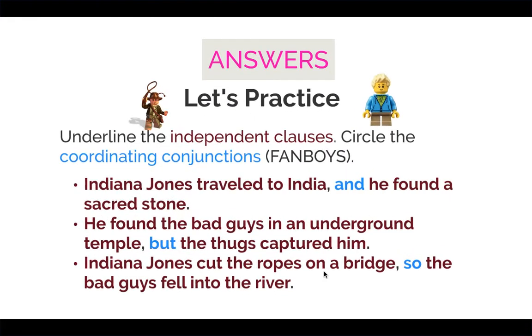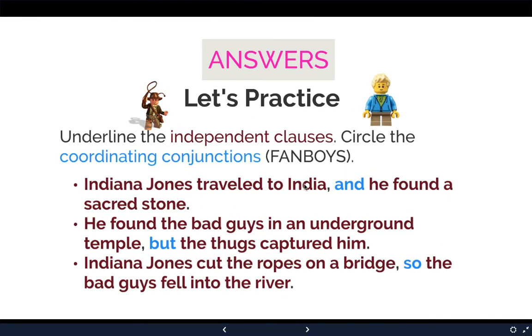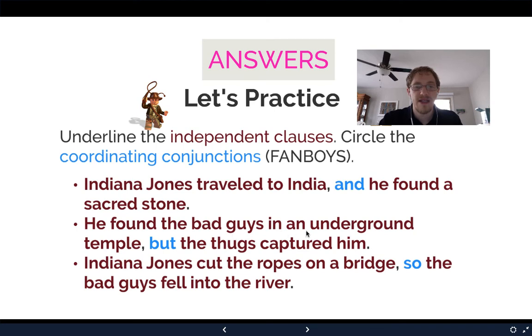Here are the answers. Indiana Jones traveled to India. That's the first independent clause. Then we have a comma and our fanboys. He found a sacred stone. That's a second independent clause. He found the bad guys in an underground temple. There's the first independent clause, comma, fanboys. The thugs captured him. That's the second independent clause. Indiana Jones cut the ropes on a bridge. That's the first independent clause, comma, fanboys. So the bad guys fell into the river. That's the second independent clause.